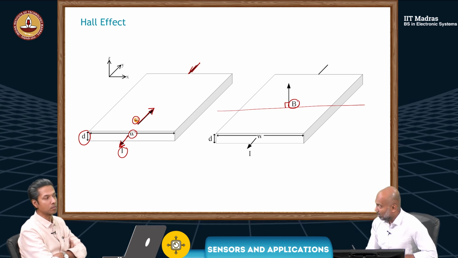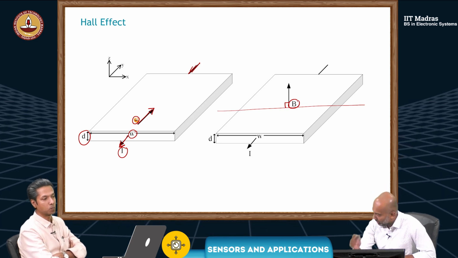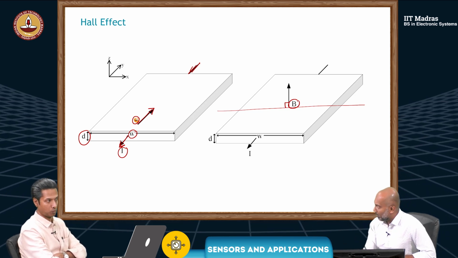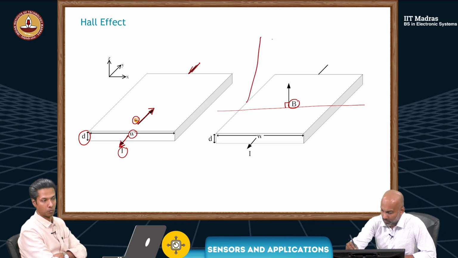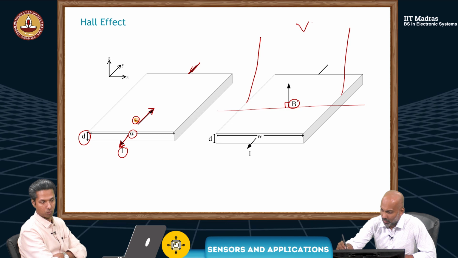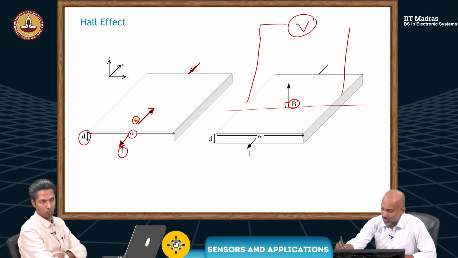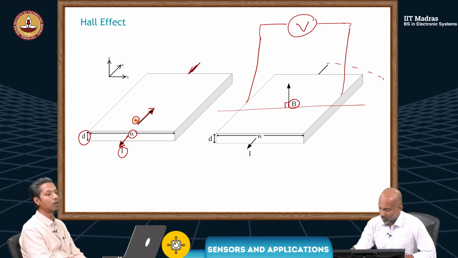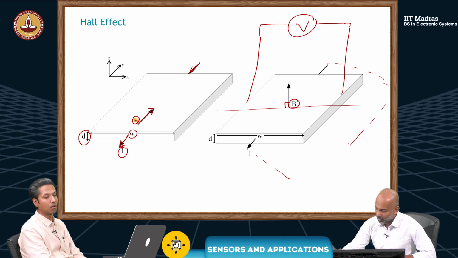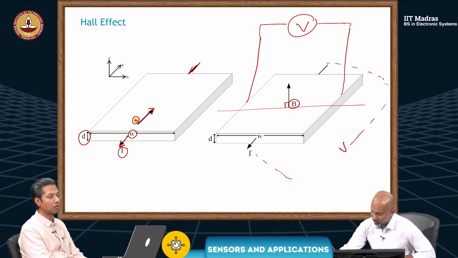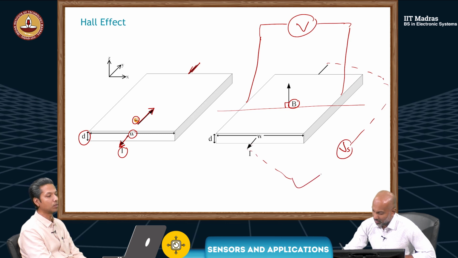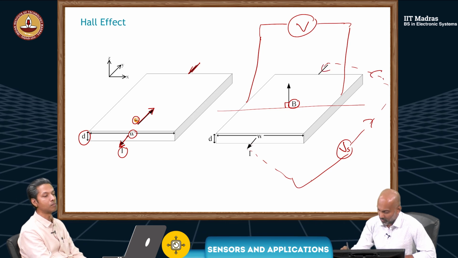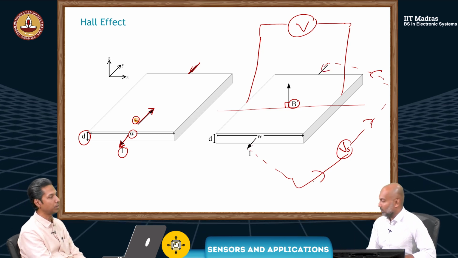So what Edwin Hall found out was this: you send a current, electrons are flowing this way, fine. When you apply a magnetic field, all of a sudden you could measure a voltage across here. Here you have some voltage supply to make the current flow. It goes here, comes back here.